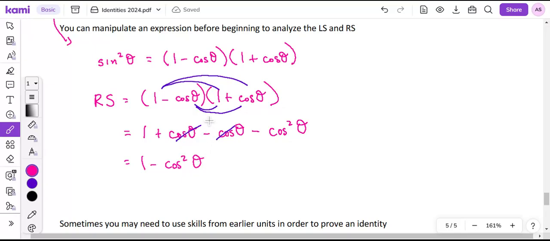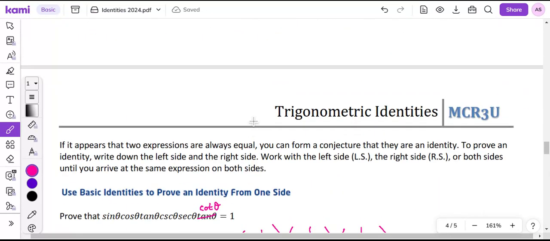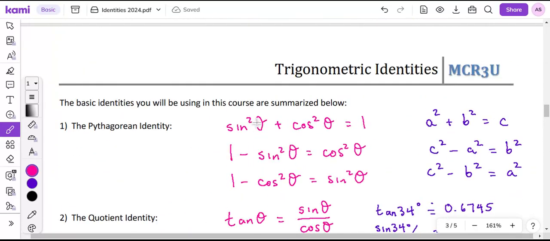I sure wish there was an identity that could turn this into, Mackenzie, what were you going to say? That is literally equal to sine squared theta. Yeah, that's the Pythagorean identity. Equals the left-hand side, yay us. Wait, how'd you just change the sign? Because the Pythagorean identity, 1 minus cos squared theta is equal to sine squared theta.